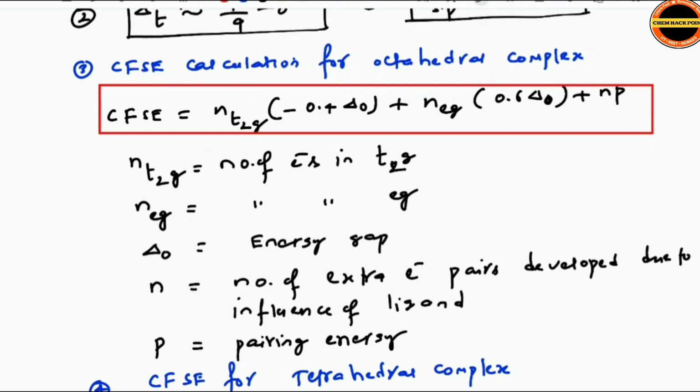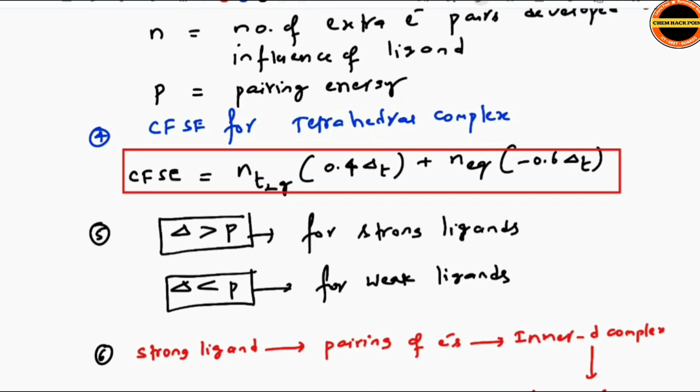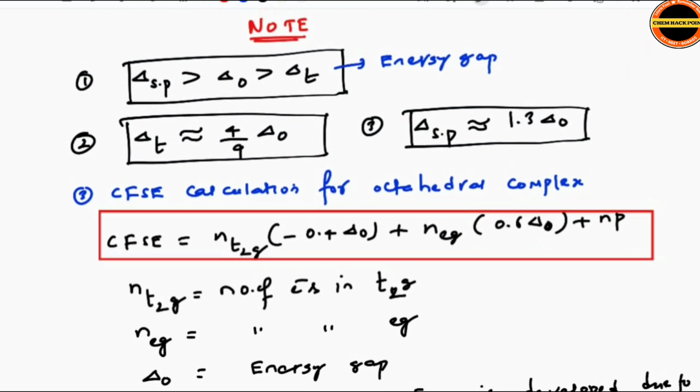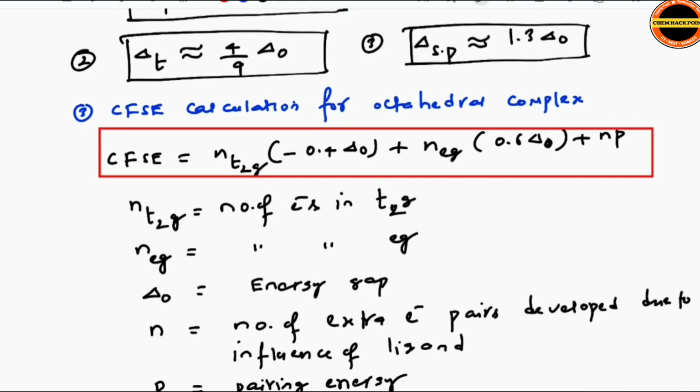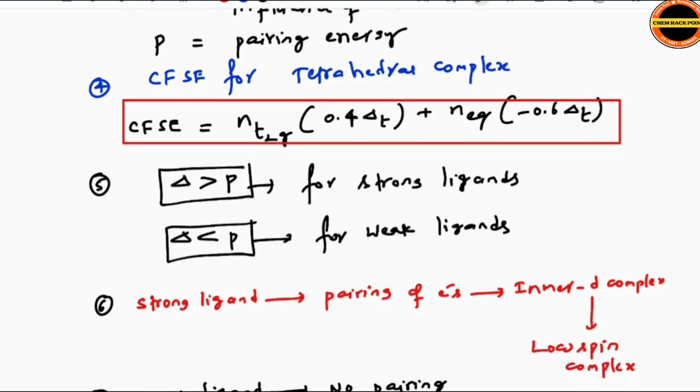CFSE calculation for octahedral complex: number of electrons in t2g times minus 0.4 delta O, number of electrons in eg times 0.6 delta O, plus NP, where N is equal to number of extra electron pairs developed due to influence of ligand, P is pairing energy. CFSE for tetrahedral complex, exactly opposite we wrote. See once how we mentioned here, number of t2g minus 0.4 delta O, here it is 0.4 delta T plus number of eg minus 0.6 delta T.